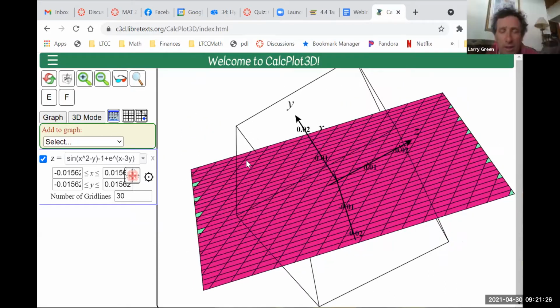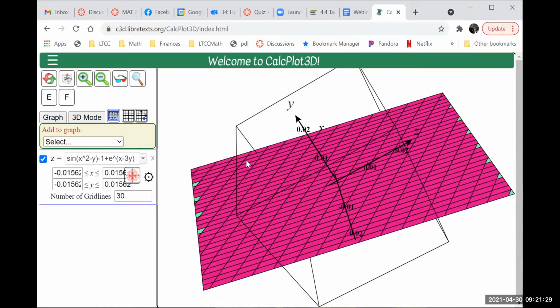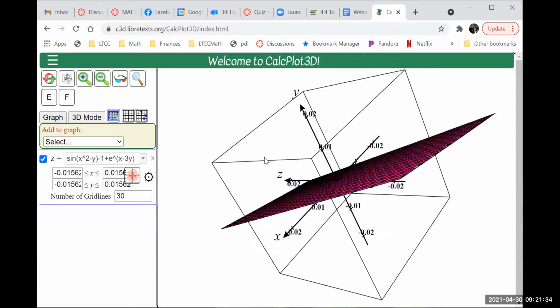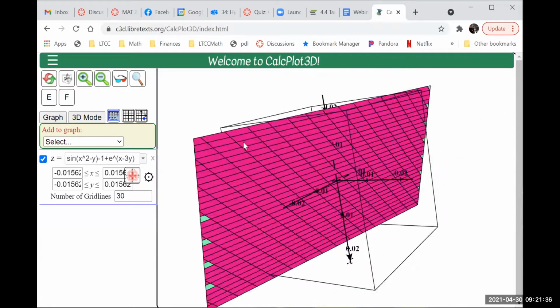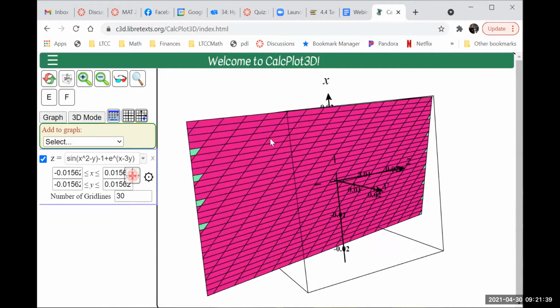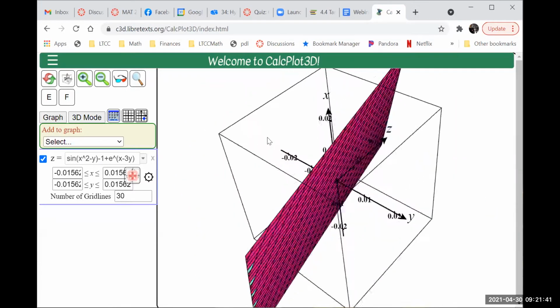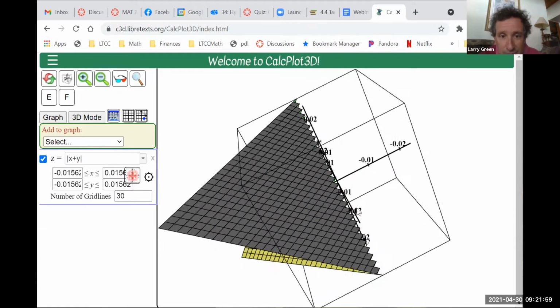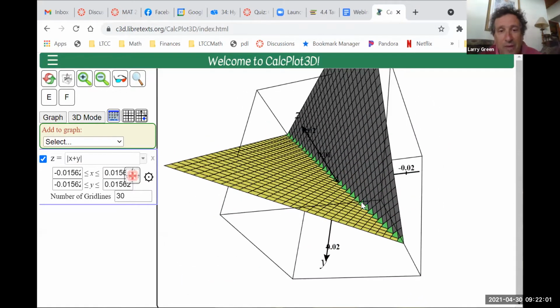Will that always work? Not really. When won't it work? When you have a function that doesn't exist. Yeah, when it's not continuous, or even better, it could even be continuous. But how about, I think this will work, absolute value of x plus y. So there's the absolute value of x plus y.